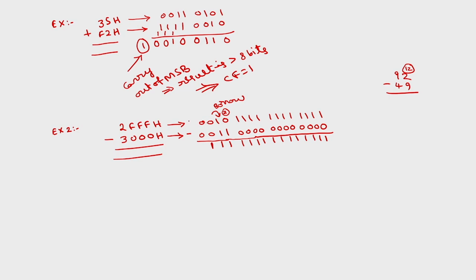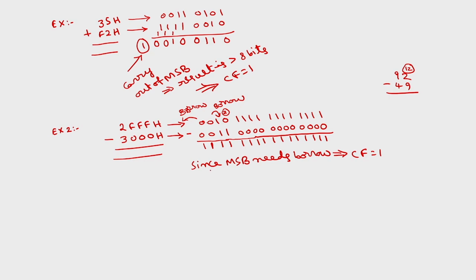Similarly, this has to take a borrow from here. This will be 1 if I take the borrow, because the MSB bit requires a borrow, this is the most significant bit. The carry flag will be set. Or otherwise, as I have told, in the second number 3000H, this subtrahend is greater than the minuend. So, the carry flag is set.